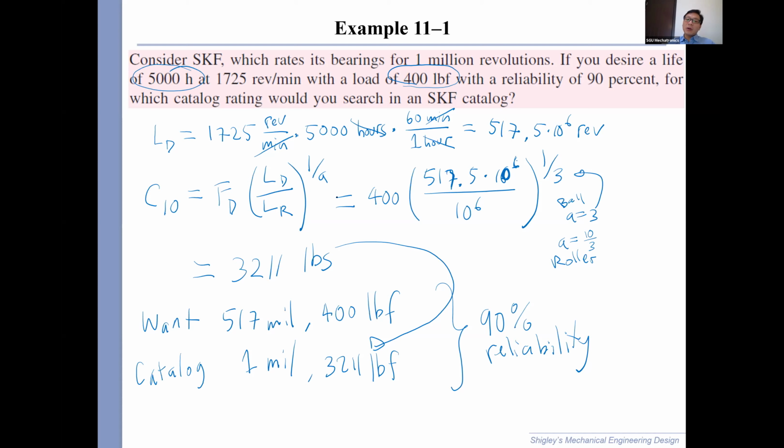Now, there is also the possibility that I give you a different number. I give you, okay, I'm using this bearing. I want 517 million revolutions. What is the maximum load I can put on the machine, on the shaft? That is also possible. All you need to do is the mathematical manipulation to find LD instead of C10. Any questions so far for this problem?